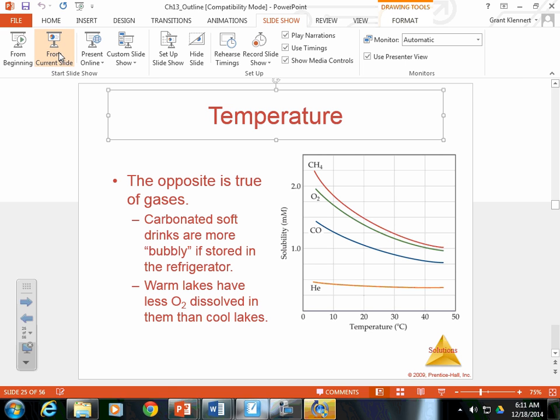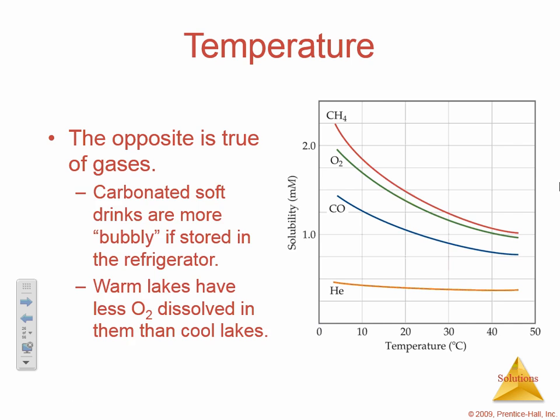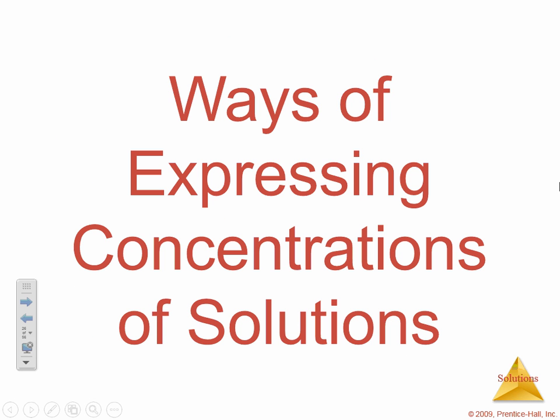All right, section 11.2 is going to focus on ways of expressing concentrations of solutions. Now remember, concentration is just an expression of how much solute is dissolved in your solvent. Last year we talked about two ways to express concentrations, through molarity and molality, and we're going to continue to express in those ways. However, there are a few other ways in which chemists can express concentration.